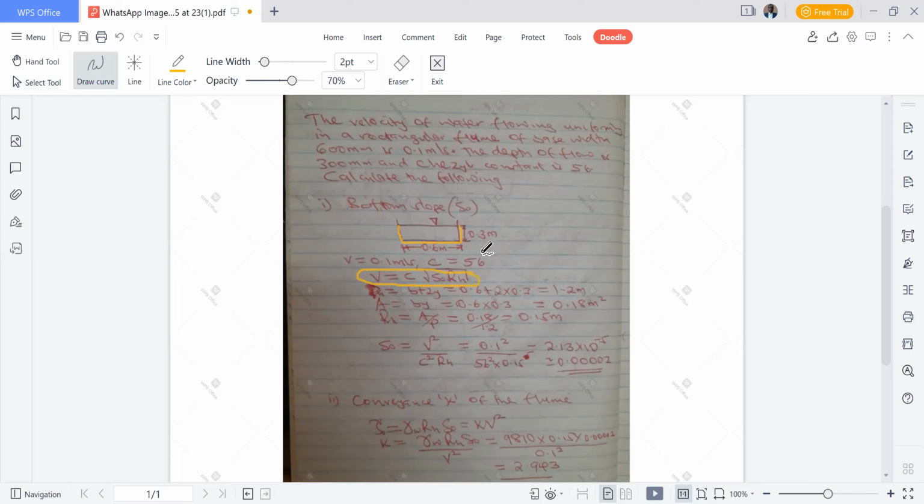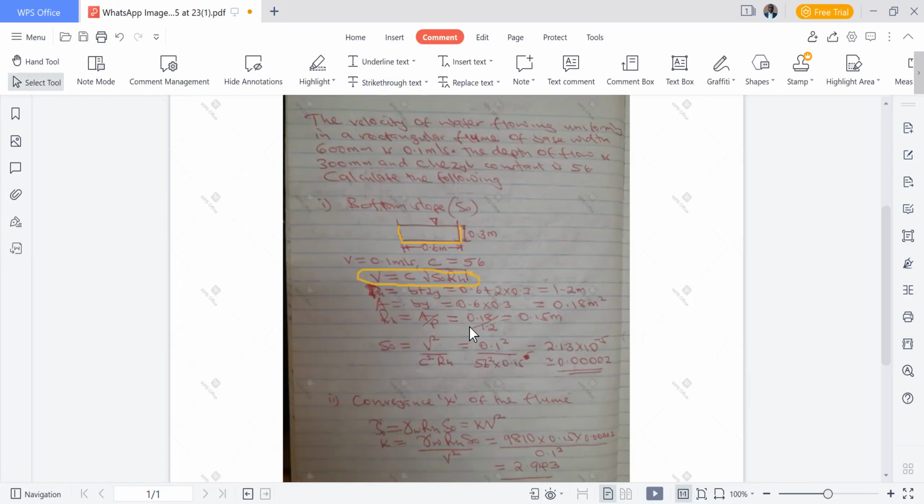Now, from this formula here, if we want to make the bottom slope the subject, first of all, we'll square each component. We end up with V squared is equivalent to C squared times S naught times RH. Now, if I make S naught the subject, V squared is here. I divide it by C squared. I divide it by RH. So substituting, I get 0.1 squared divided by 56 squared times 0.15. This will give us 2.13 times 10 power negative 5. Remember, the bottom slope has no units.